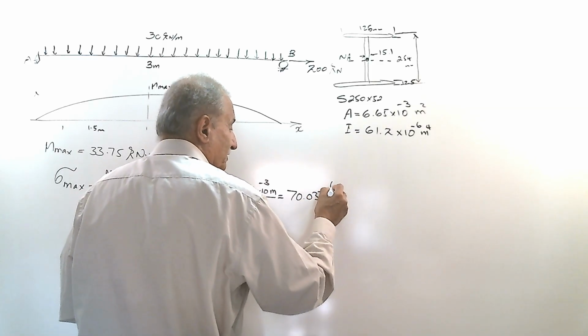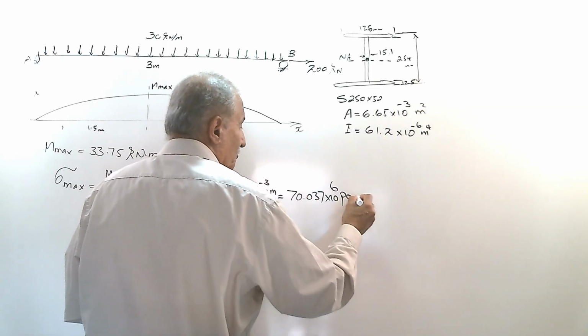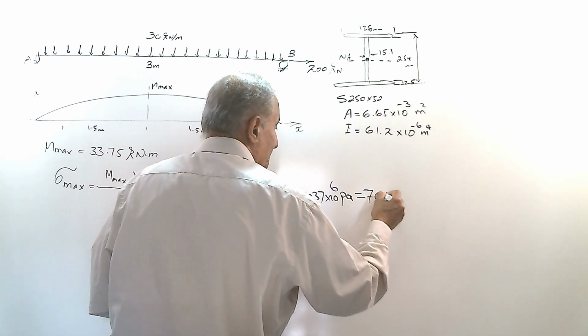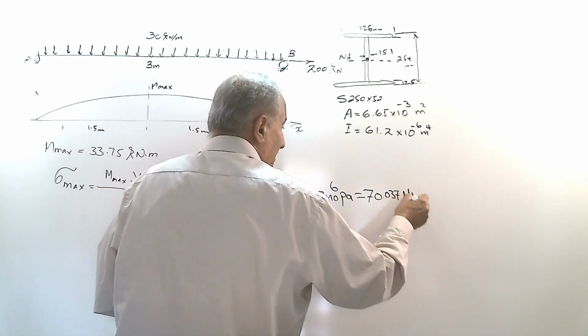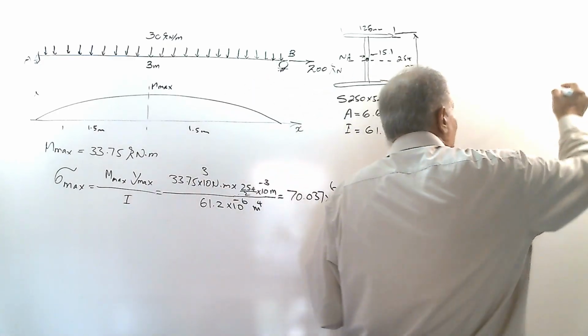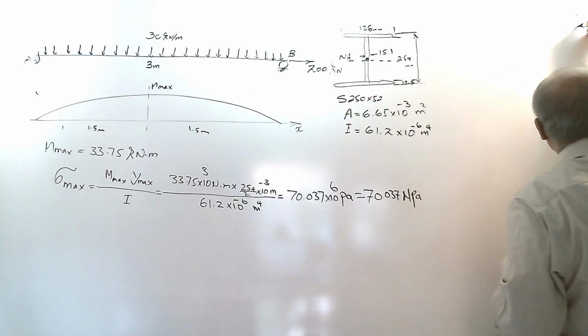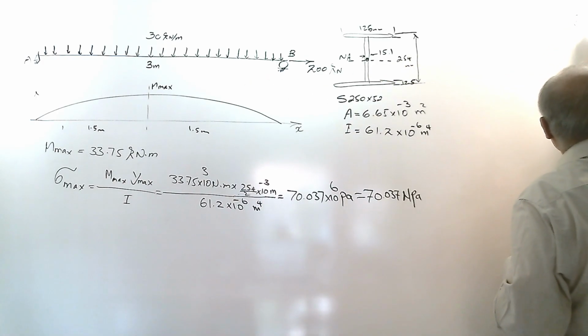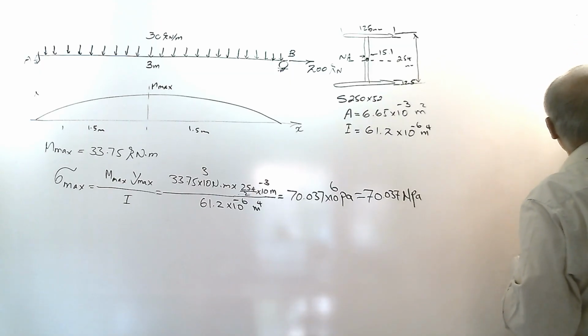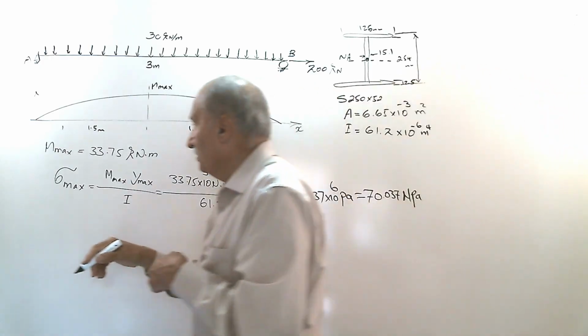10 to the power 6 Pascal, or you can call it 70.037 megapascal. I write it here. Due to bending, the worst case scenario sigma is equal to 70.037 megapascal. Just have this value.